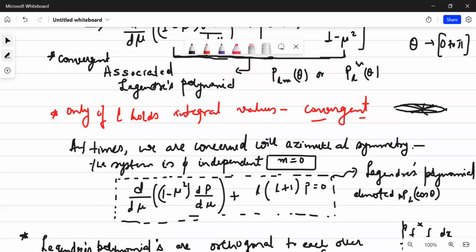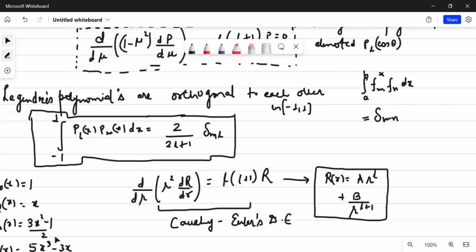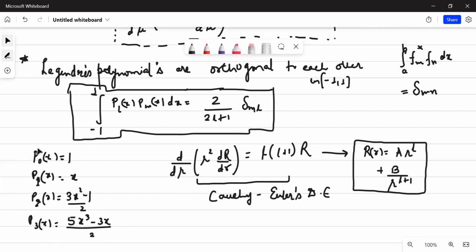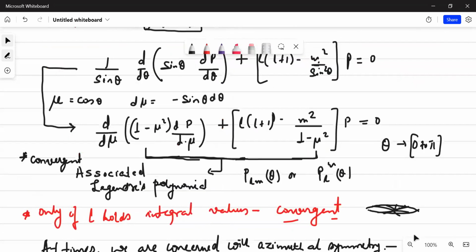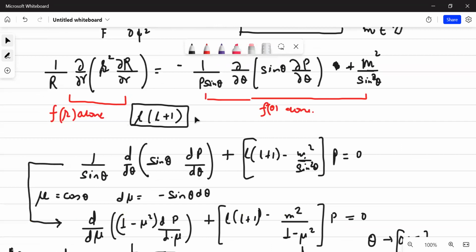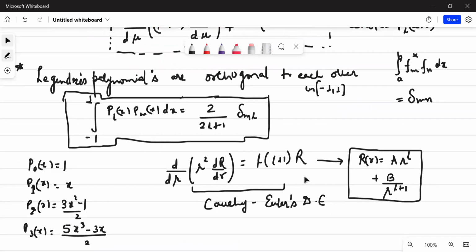And the solutions for this particular differential equation are given by Legendre's polynomials, whose two most important properties are: one, you just list all these Legendre's polynomials, point number one. And also you must understand that these Legendre polynomials are orthogonal to each other. Further, when I was equating it to L into L plus 1, then for this particular function, what will I get? I will simply get a Cauchy-Euler differential equation whose solution will be of the form A r to the power L plus B upon r to the power L plus 1. Is that clear to you? Or is that not clear to you? Yes, sir. Clear. Okay, thank you.